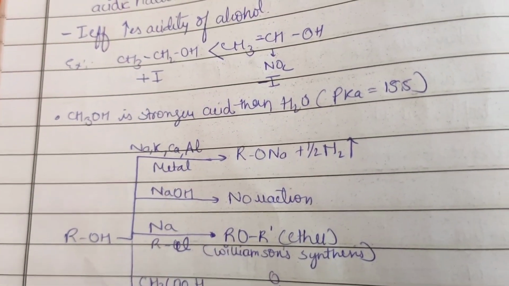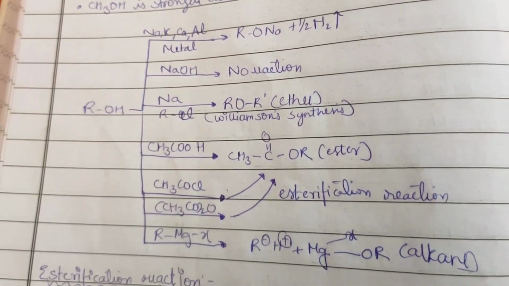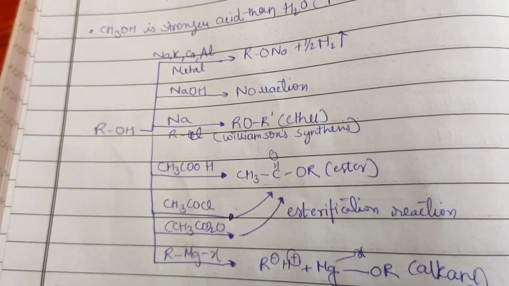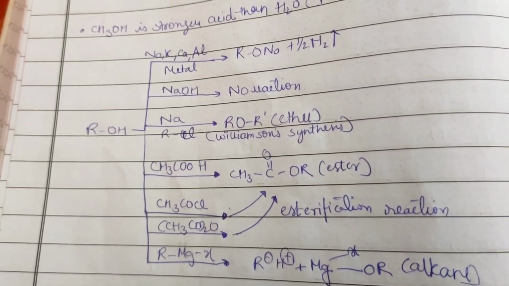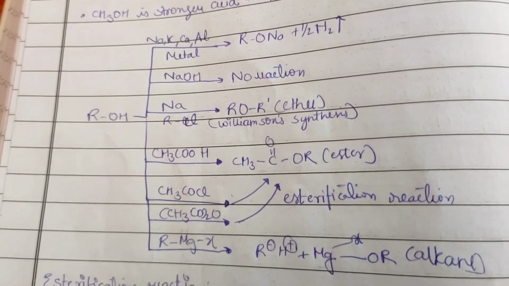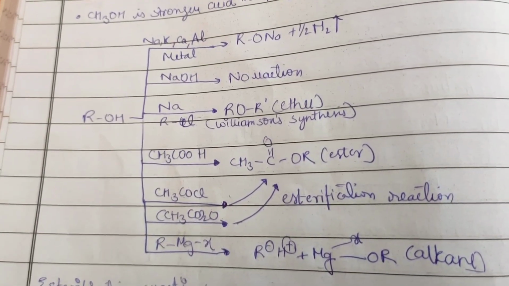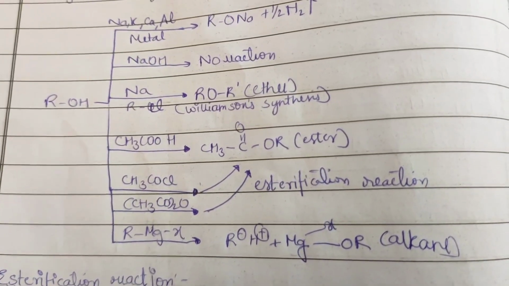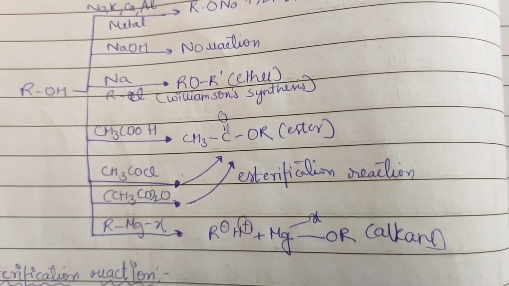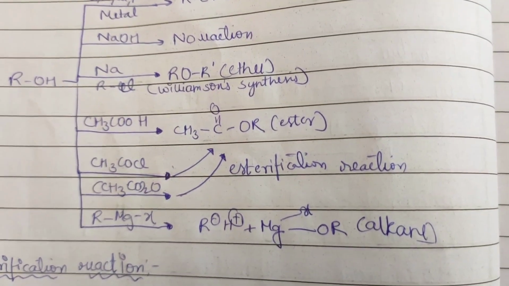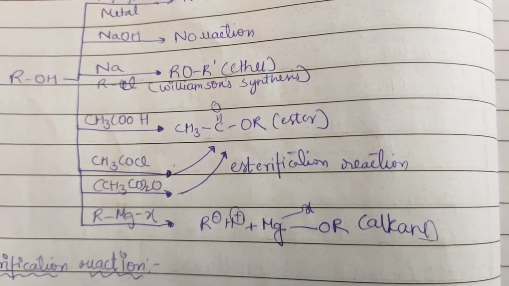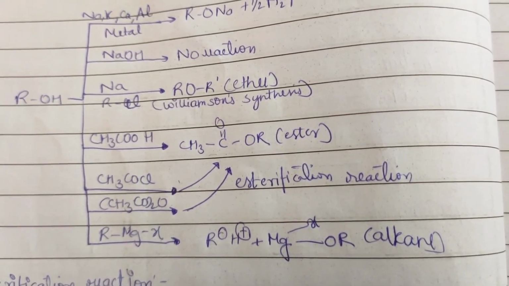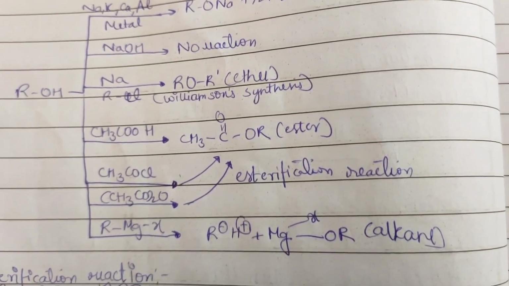Now here you can see when ROH is added with Na or K metal, it gives rise to RONa plus half H2. With NaOH, no reaction. With RX, it gives ether, which is known as Williamson's synthesis. Then when added with CH3COOH, it gives ester. CH3COCl and (CH3CO)2O are also added with ROH to give ester, which is known as esterification reaction. Then RMgX is added to form alkane.